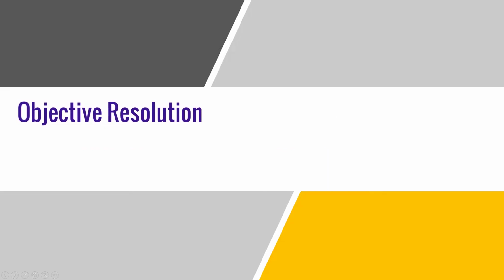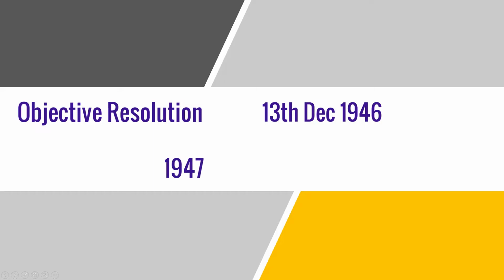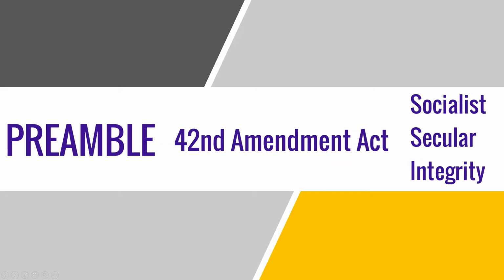This draft is known as the Objective Resolution, which was presented on 13th December 1946, and the same Objective Resolution was adopted on 22nd January 1947. Since it was adopted, the preamble has been amended only one time, by the 42nd Amendment Act. It added 3 new words to the preamble: socialist, secular and integrity.